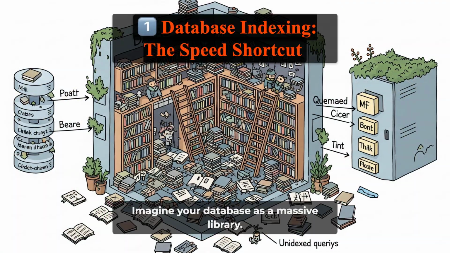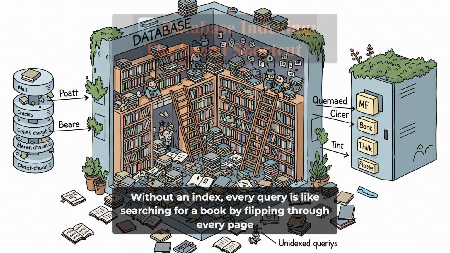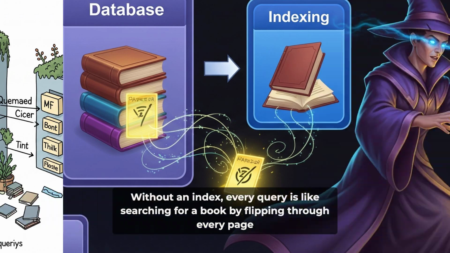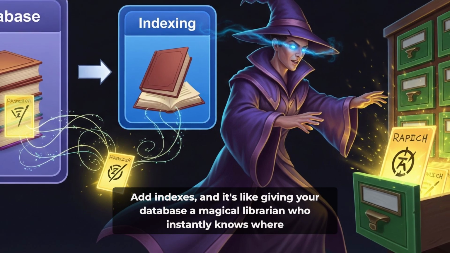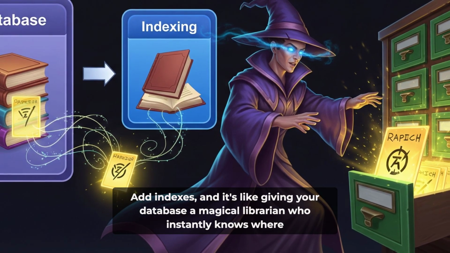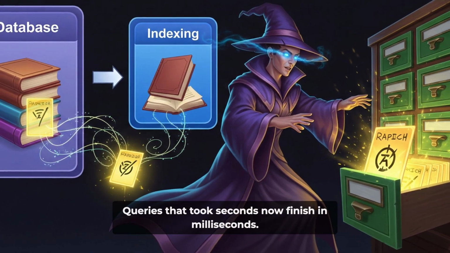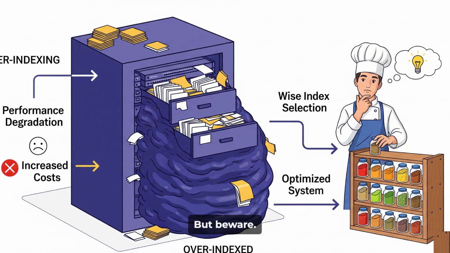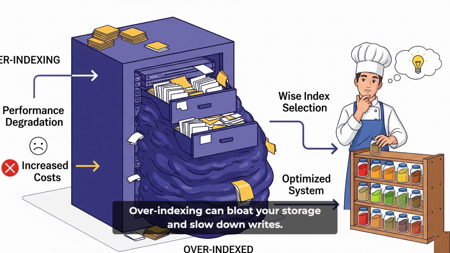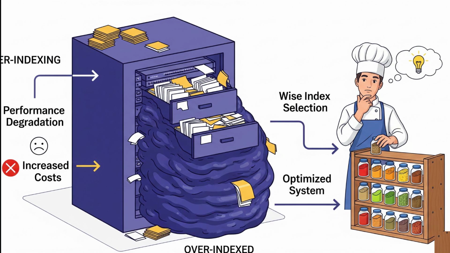Imagine your database as a massive library. Without an index, every query is like searching for a book by flipping through every page in the building. Add indexes, and it's like giving your database a magical librarian who instantly knows where to find everything. Queries that took seconds now finish in milliseconds. But beware, over-indexing can bloat your storage and slow down writes. Choose your indexes wisely, like a chef picking just the right spices.